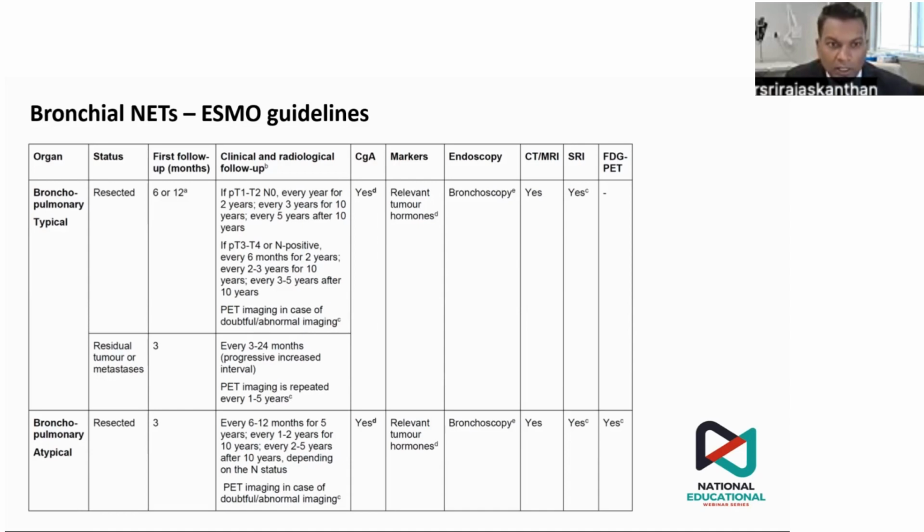So if you've had a resected typical bronchial neuroendocrine tumour, you're looking at scans every 6 to 12 months, initially regularly for 3 years, and then extending out beyond that. And if you have metastatic disease, then again, the intervals for scans can be shorter, and then extended if the rate of disease is slow.